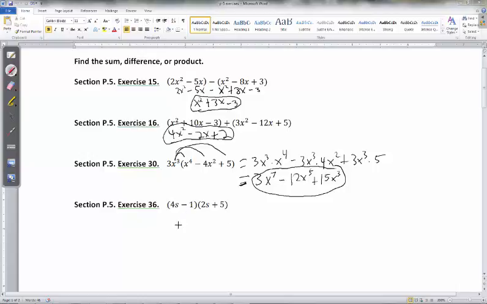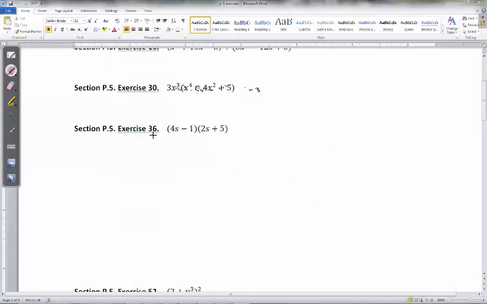For the multiplication of a binomial times a binomial, I'll probably look at several different ways of doing this problem. The basic idea behind multiplying binomials is really the same idea as up here. Here we took this polynomial 3x cubed and we distributed it through this other polynomial. Really, that's what I'm going to do here. I'm going to take this polynomial here, 4s minus 1, and I'm going to distribute it through the second one.